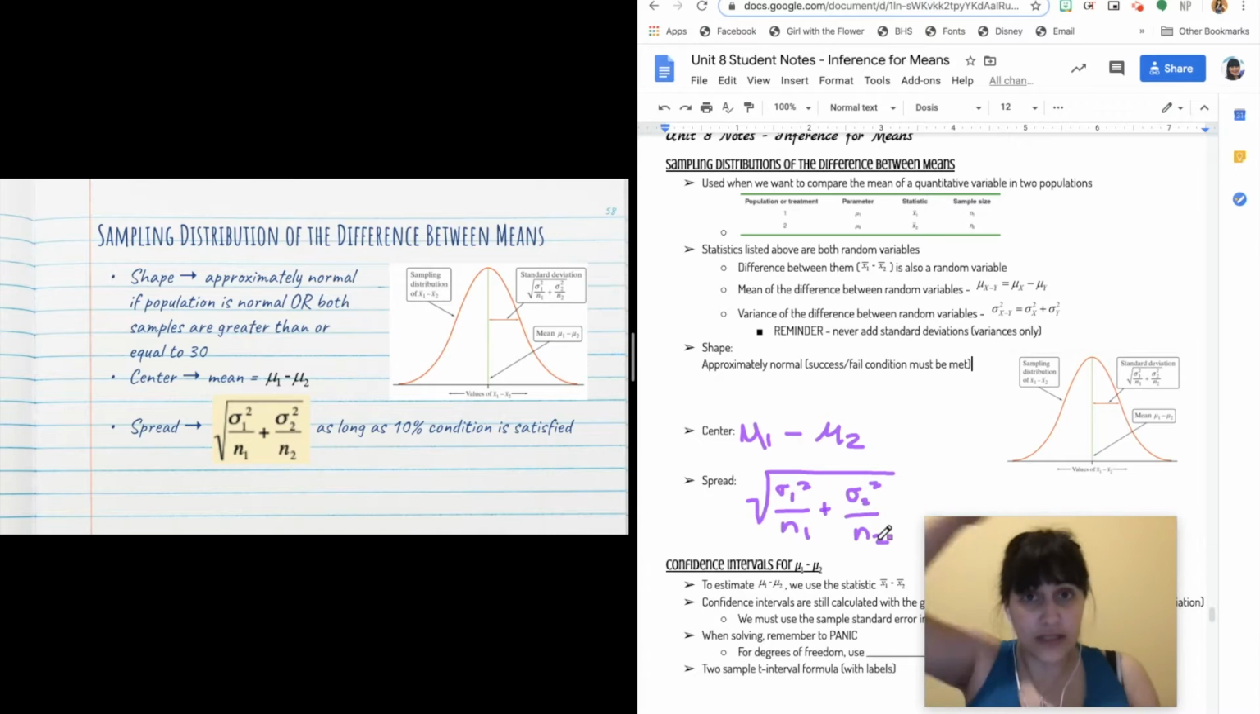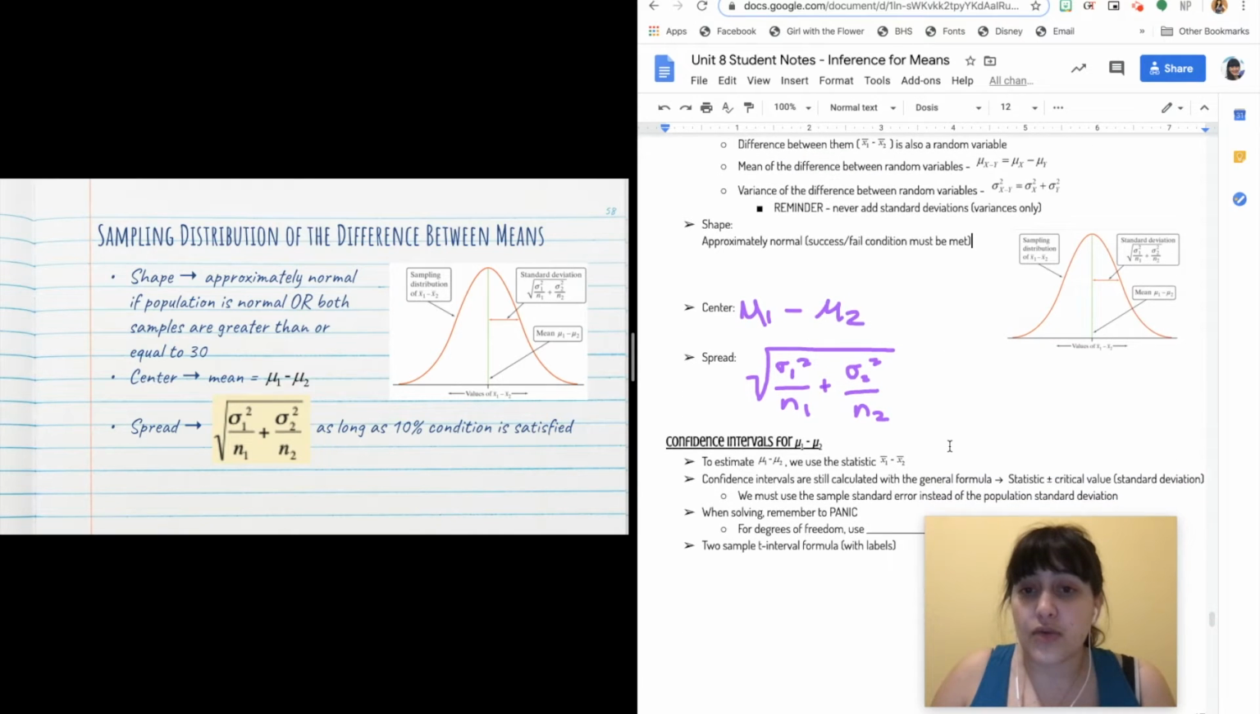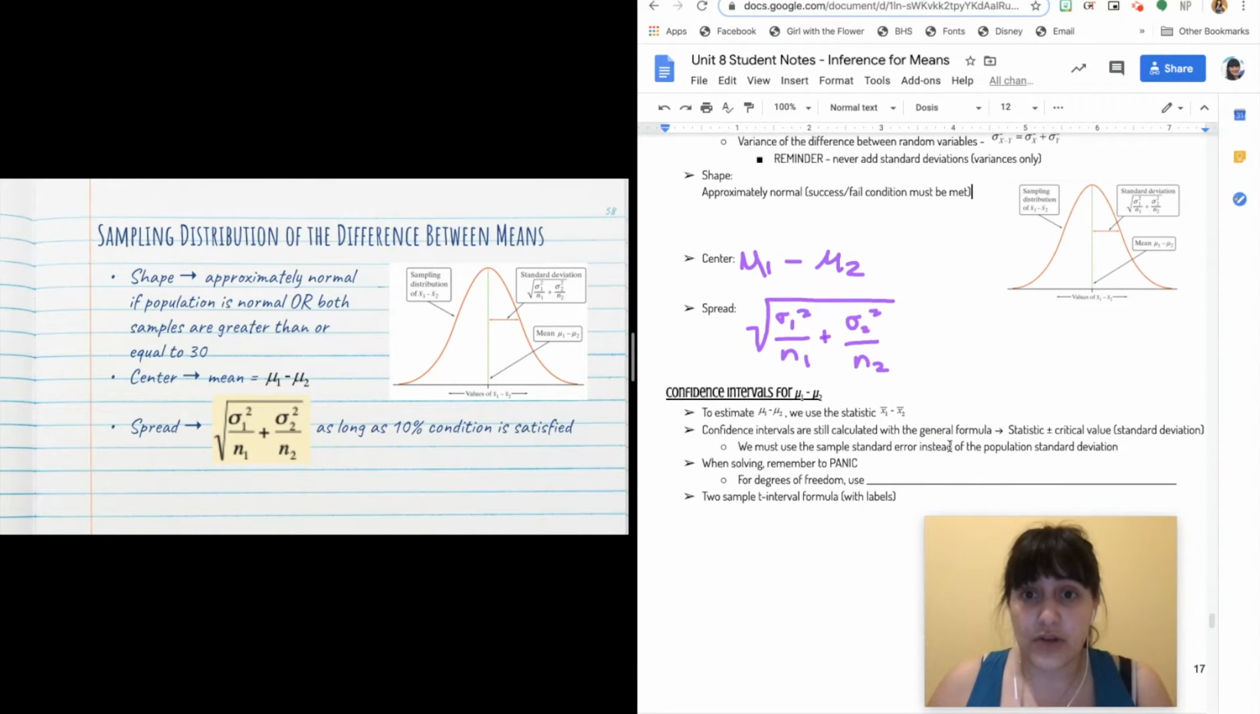Remember the deal with these is that you're always adding variances. You're never, ever, ever going to subtract variances. When you combine two populations or two treatments in any way, you're getting more and more variation in there because you're adding another variable in. Okay, those are your conditions there that you have to meet.